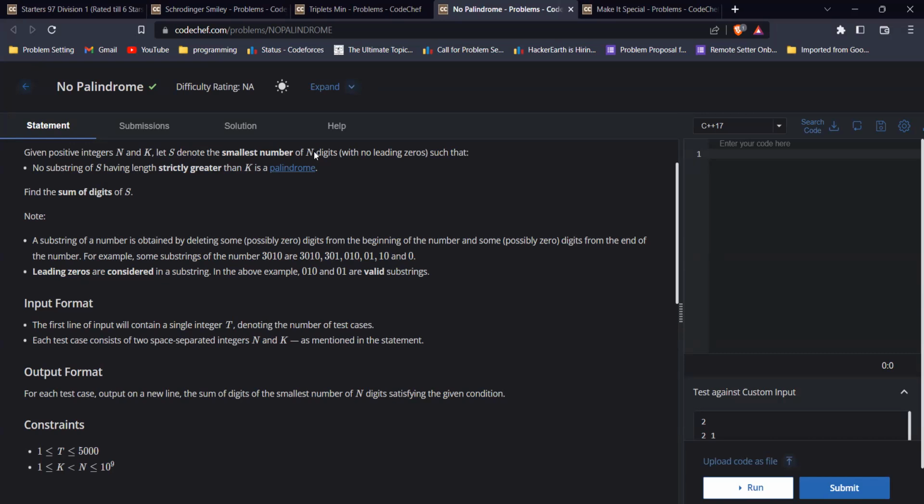Once you finally have a number of n digits, any of its consecutive substrings of more than k digits shouldn't be a palindrome. And you have to find the sum of digits of this number. You don't have to find that number, and you don't have to minimize the sum, you just have to find the sum of the digits of this number. So is it clear?